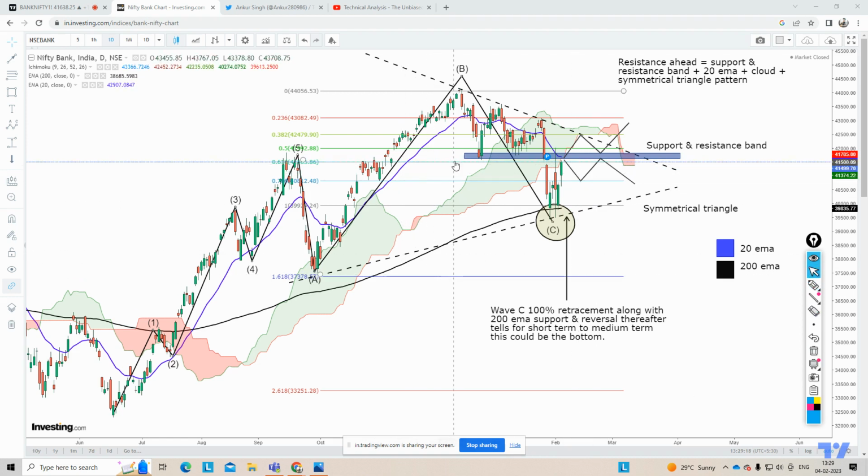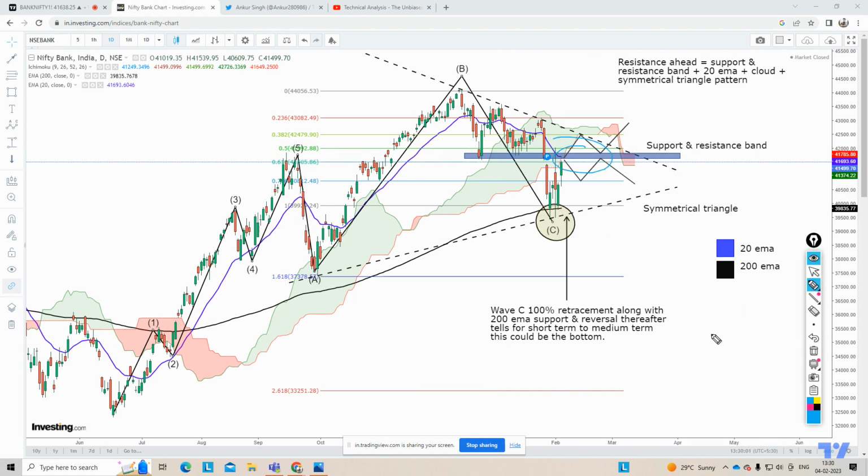And just to tell you the levels on the spot chart, it is like 41,627, and the upside is 41,800. So if it breaks out 41,800, along with all these things which I've told you, like support and resistance band, 20 MA, cloud, symmetrical triangle, and the 50% of this area, then it will have a very, very strong impulsive wave, which could make new life highs in the market for Bank Nifty. So keep a watch, take a screenshot, draw it in your systems, keep it safe, and keep observing it every day, right?